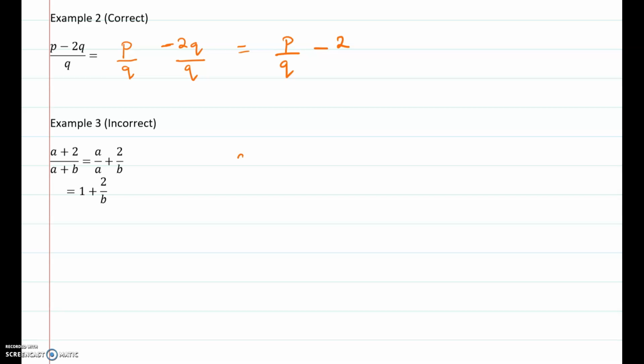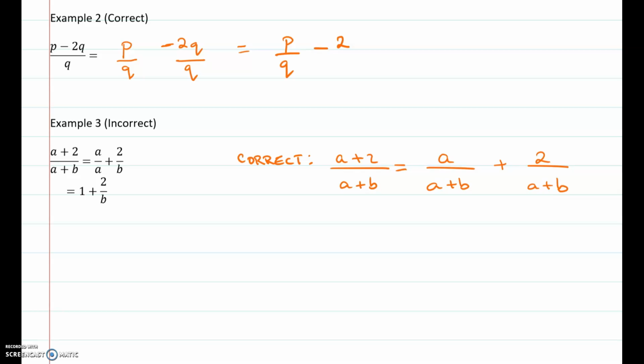So the correct version of example 3 would be this. A plus 2 over a plus b is equal to, okay, split the top, so a, and keep the bottom under it, a plus b, plus 2 over a plus b. Okay, and when we do this, there's no cancelling allowed. You may be tempted to cancel the a's, but this a is involved in addition, and so it's not allowed to be used for cancelling.